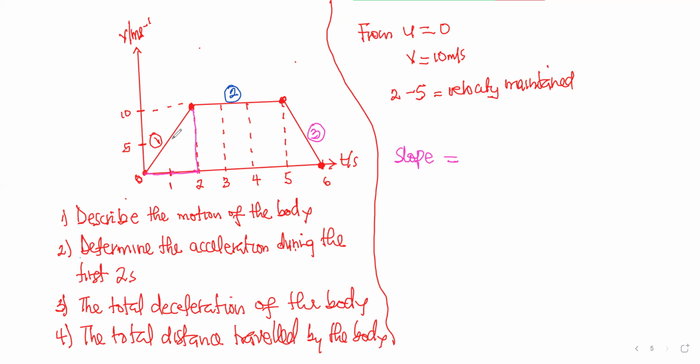Please, Charity and the rest of you, are you following? Yes, sir. So when you calculate slope, it is the change in vertical over the change in the time. So 10 minus 0 divided by 2 minus 0. So this is 5 meter per second squared. So it means that the acceleration is 5 meter per second squared.